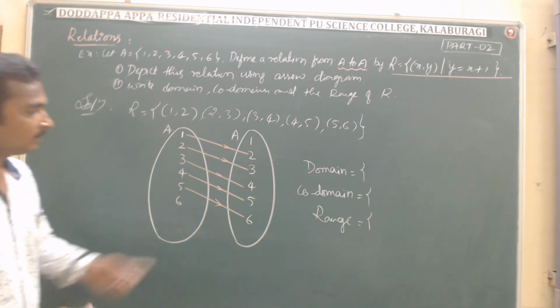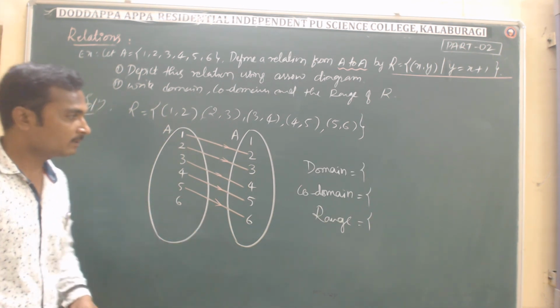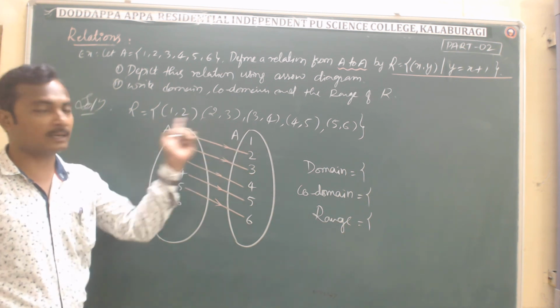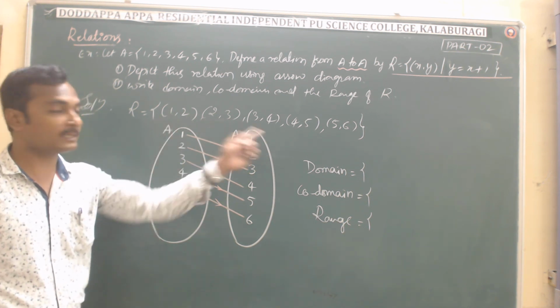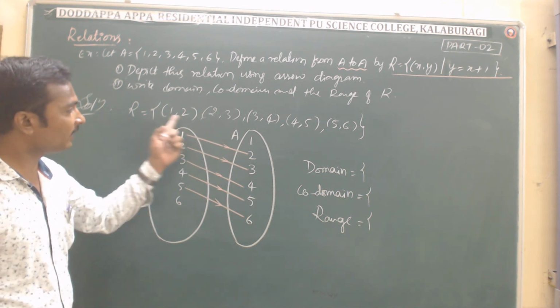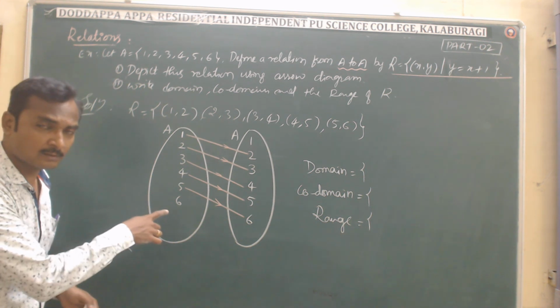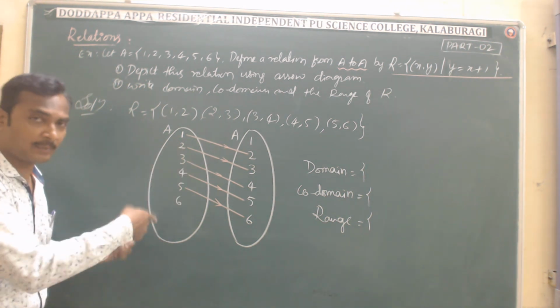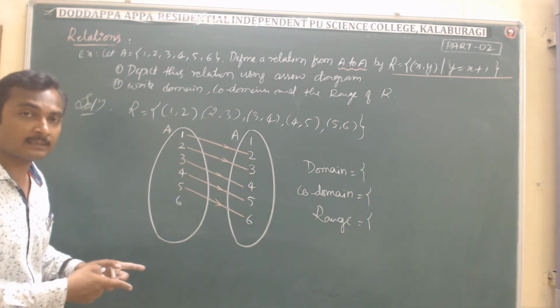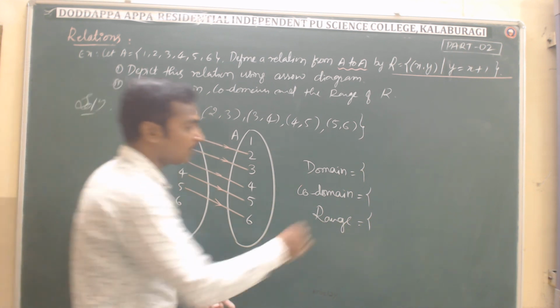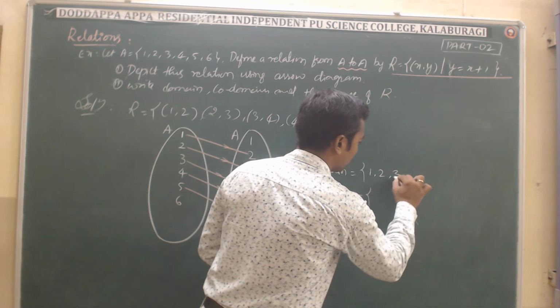Okay, students, observe this picture. What is the domain? The domain is the set of all first elements in the ordered pairs. What are the first elements? 1, 2, 3, 4, 5. What about the 6? In the picture, 6 is there in the first set, but 6 is not an element of the domain.